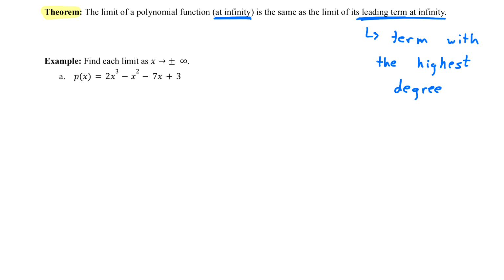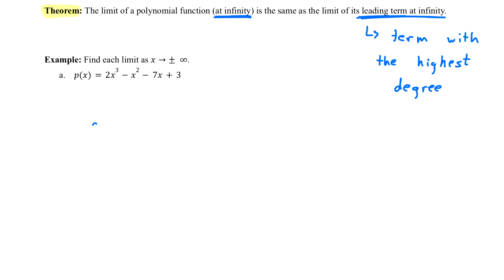So in these examples, we're going to look at the limit of these functions as x approaches positive and negative infinity. First up, we've got p of x equals 2x cubed minus x squared minus 7x plus 3. Now, without this theorem, if we try to quote-unquote plug in infinity, we might end up with something like infinity minus infinity.